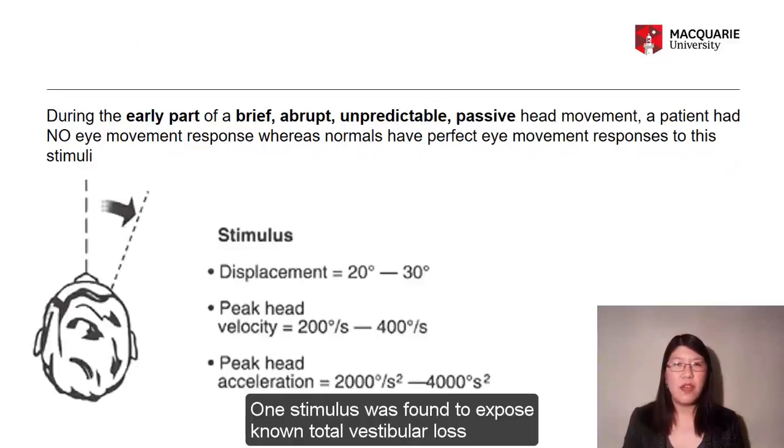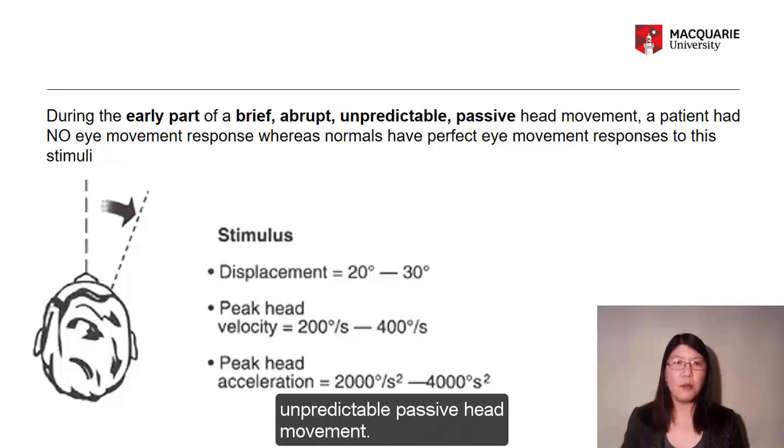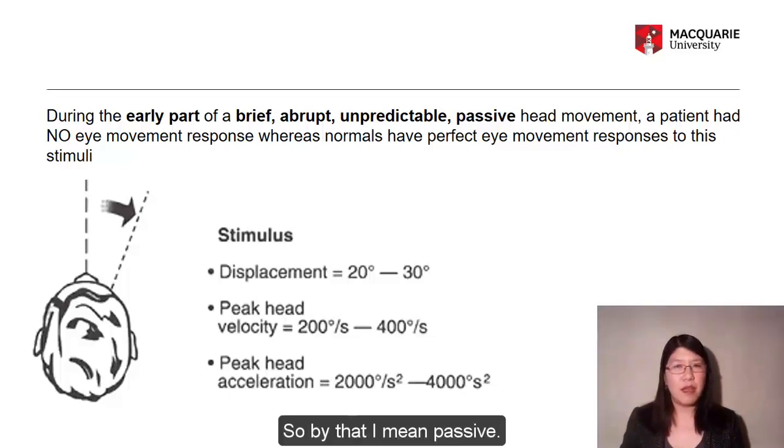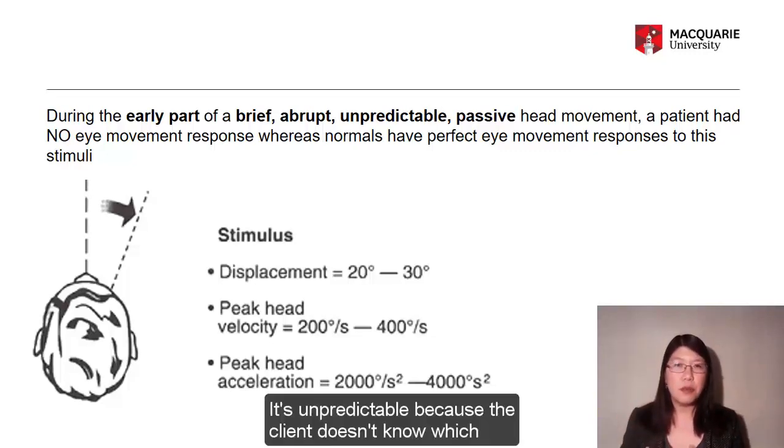One stimulus was found to expose known total vestibular loss perfectly, and that is the early part of a brief, abrupt, unpredictable passive head movement. By that I mean passive, so a clinician moves the client's head. It's unpredictable because the client doesn't know which direction their head is going to go, whether it's to the left or to the right. And it's a very brief and abrupt head movement.